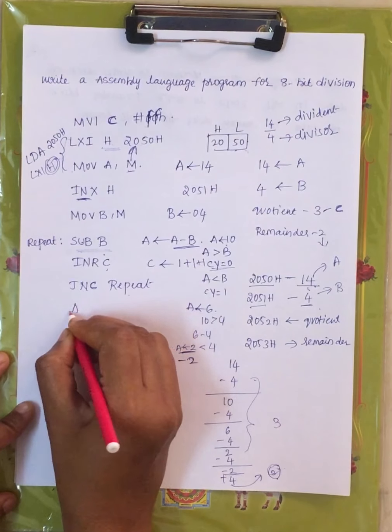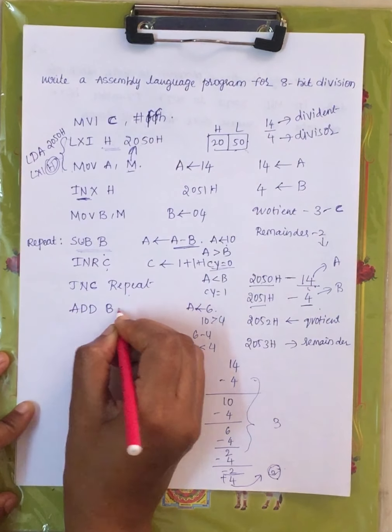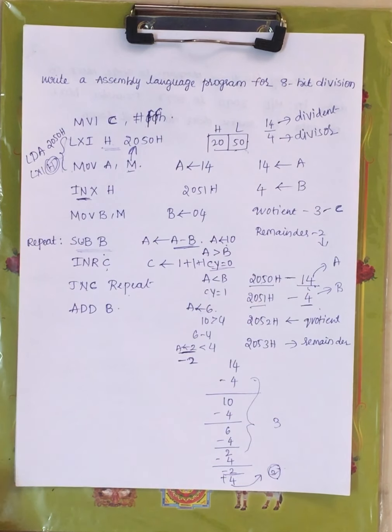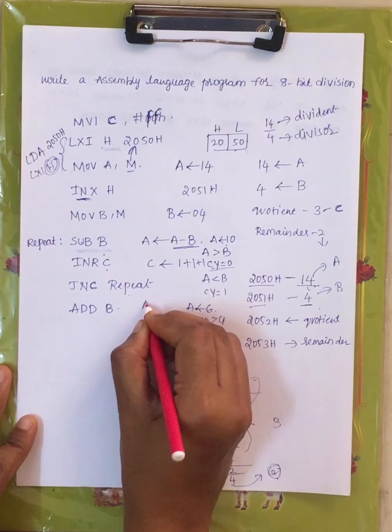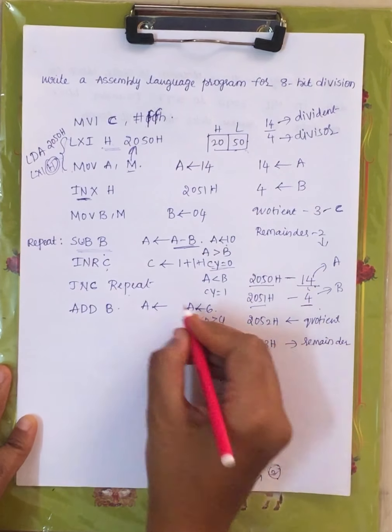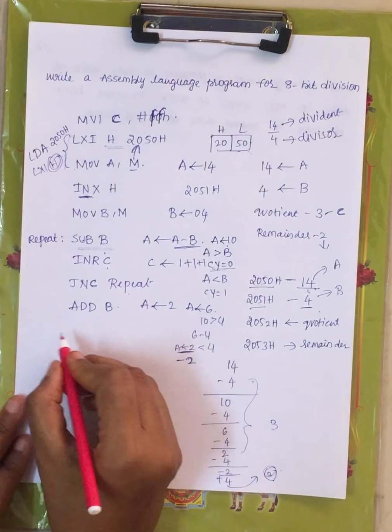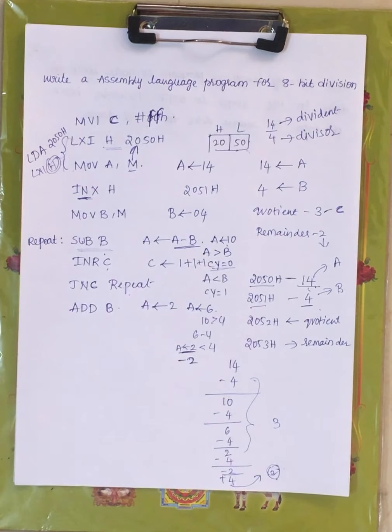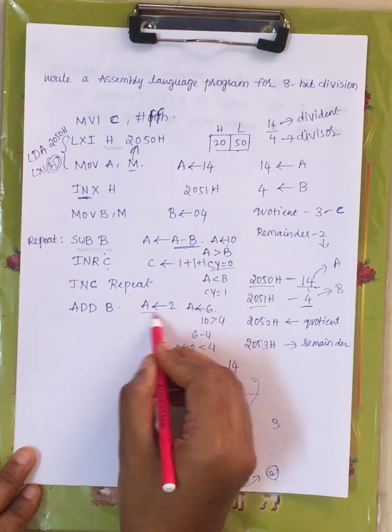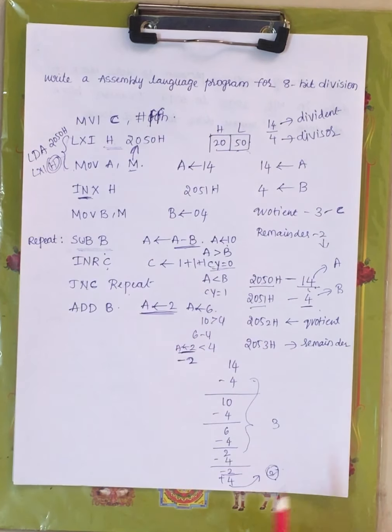To that we have to add the divisor. Add B. Now what is the value you are getting? Minus 2 plus 4, you will get 2. Now the quotient has to be moved to the C register, and the remainder you are storing under A has to move to memory location 2053H.